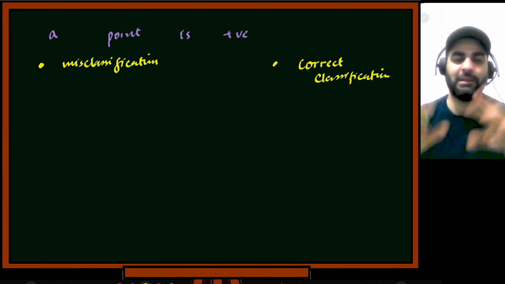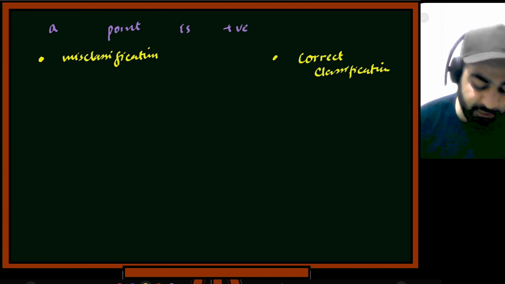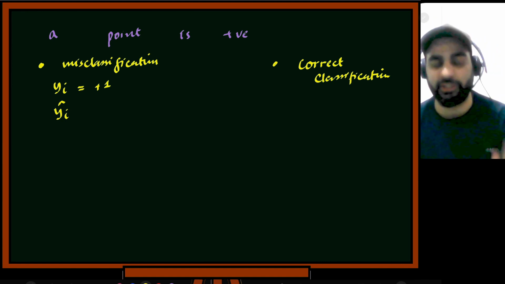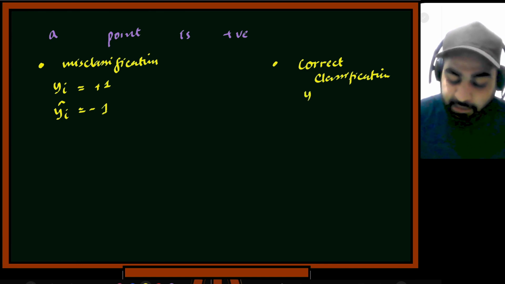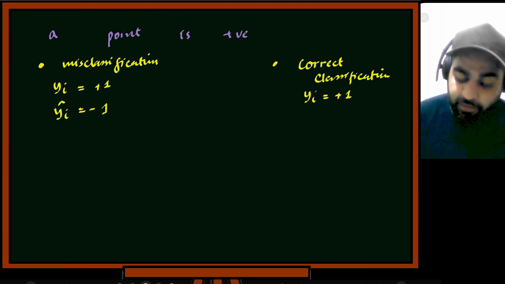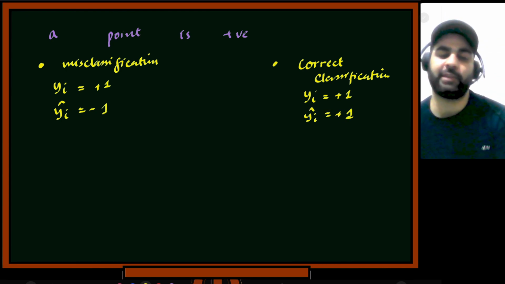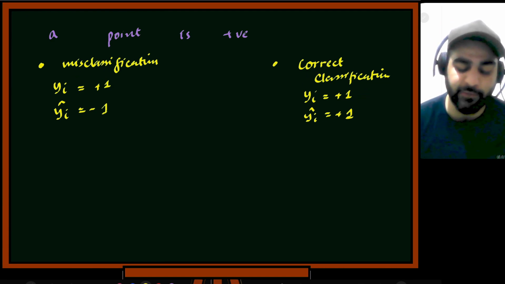Please focus for roughly four to five minutes so you understand this. In the misclassification, a point is actually positive, so the actual Yi was +1, but the predicted Yi, this Yi hat, which is the prediction, was -1. So here it will be a misclassification. Correct classification means Yi actually was positive, and the prediction given was also positive. This is correct classification. Everybody with me on this point? So this is the misclassification and this is the correct classification for a positive point.